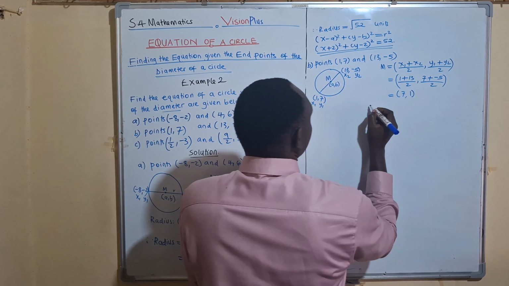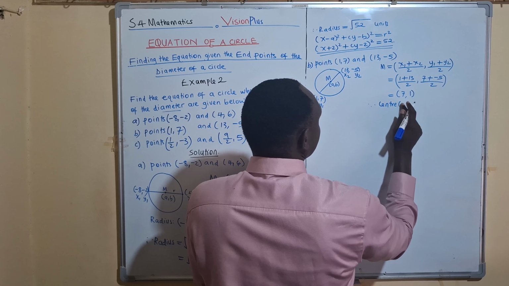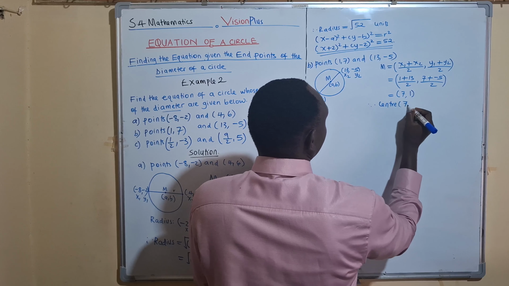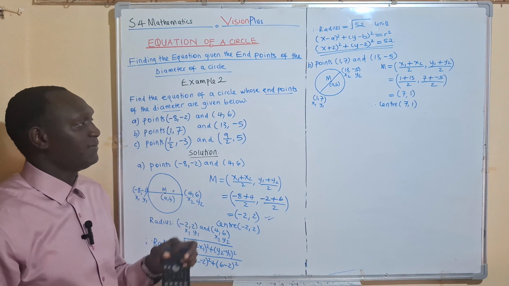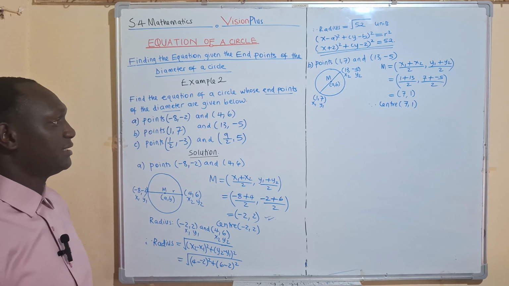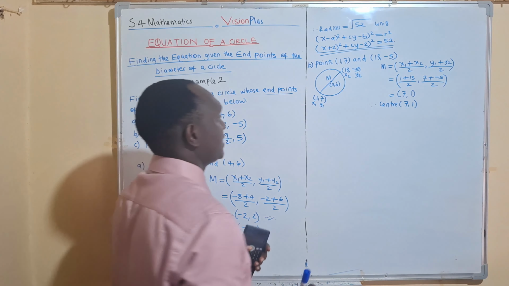So this is the center. So the center is at (7, 1). Those are the coordinates of the center. So after getting the coordinates of the center, then we look for the radius.